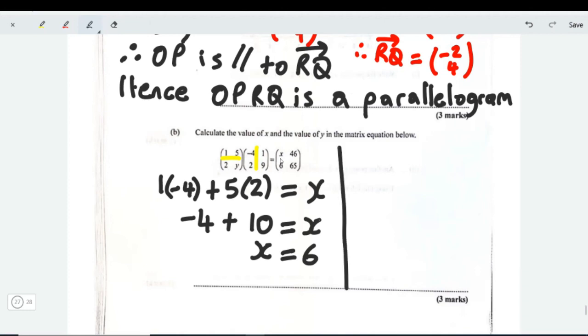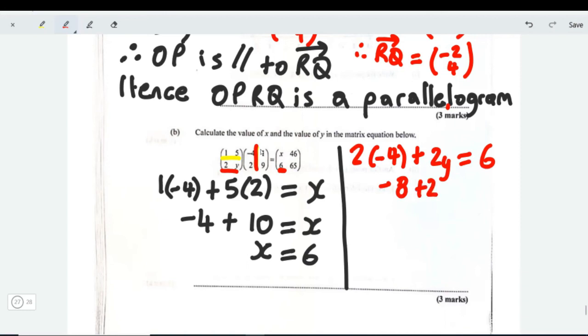Now, in order to find the value of Y, there are many ways you can find Y. It depends on which way you want to go. You can go second row by first column to give the third element here. Remember, this one right here is going to be second row times the first column. You can use that one. So in that case, you would say 2 times -4 plus Y times 2 is equal to 6. From that, you get -8 plus 2Y is equal to 6. We bring over the -8 to get 2Y is equal to 14, and so Y is equal to 7.